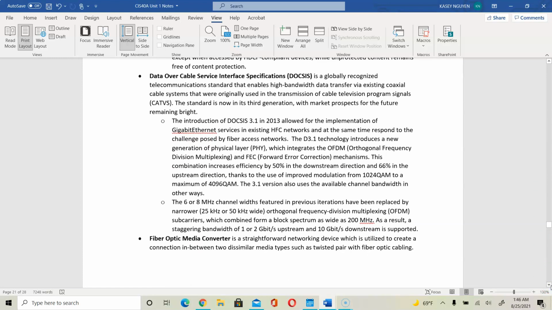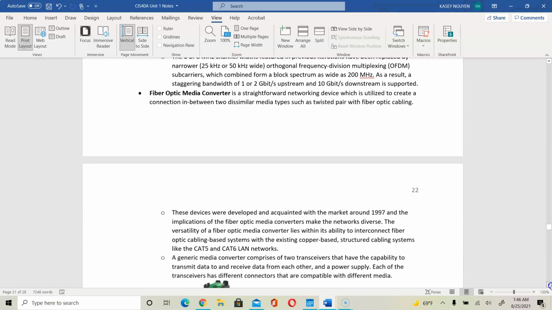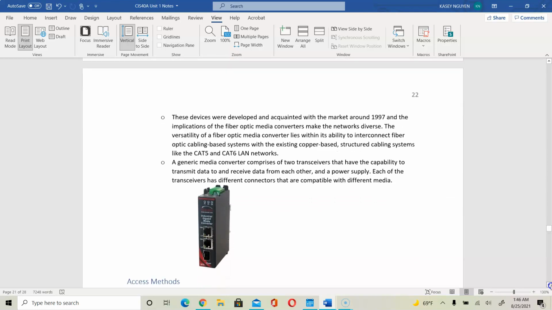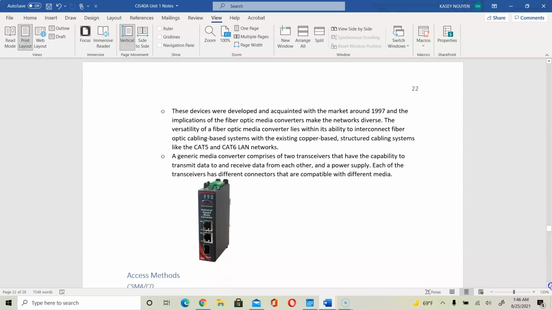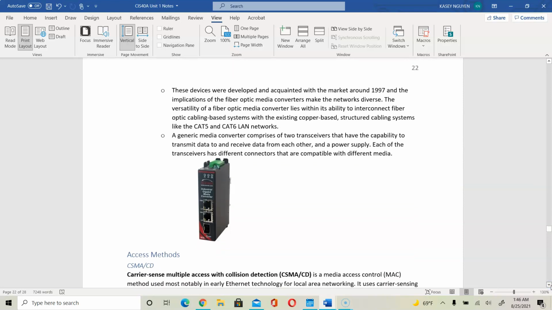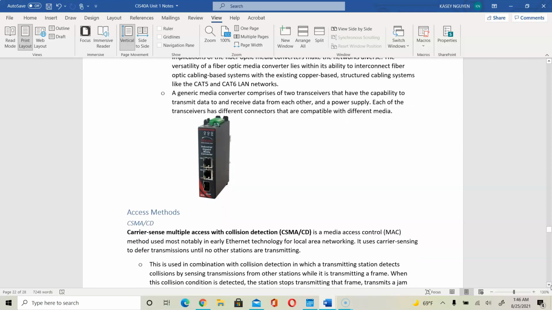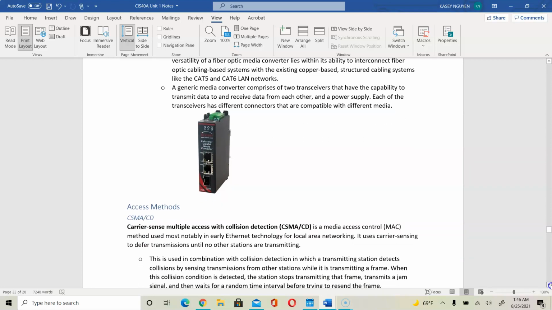Then we also have the fiber optic media converter. This is an appliance like the picture shown there. It's used to convert a certain type of media into something that would be usable. It can convert the files. It can also interconnect fiber optic.